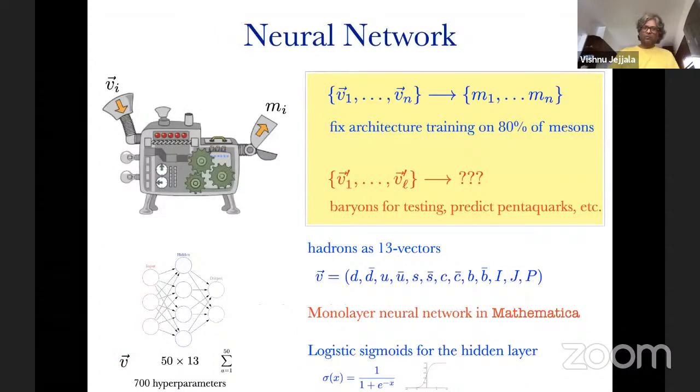So let me explain what we're doing. We'll fix the architecture using 80% of the mesons. We'll include a vector, which essentially tells us what the valence quark composition is of the mesons. And we'll include the I, J, and P quantum numbers. Because the data sets are small, we'll try to use as small a neural network as possible for interpretability reasons. It turns out that logistic sigmoids work best in the hidden layer. There are 700 hyperparameters in this neural network.